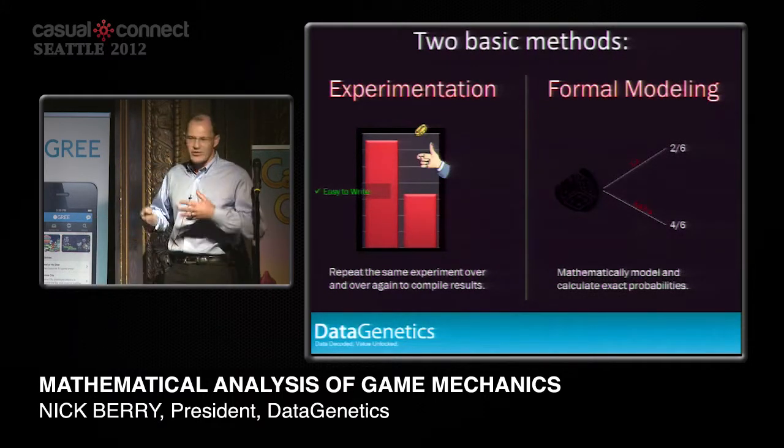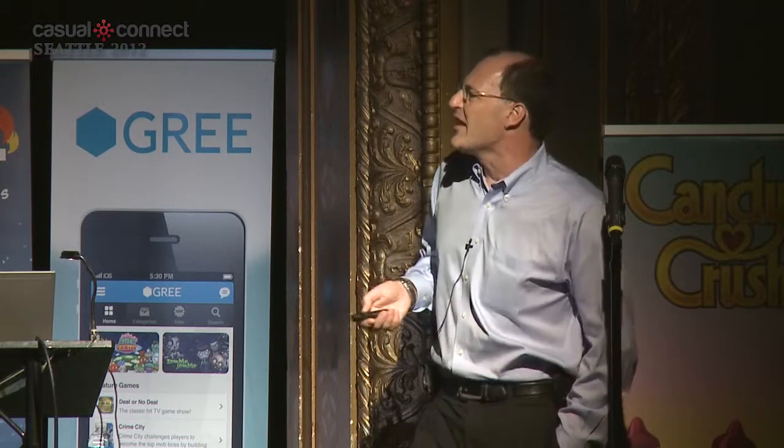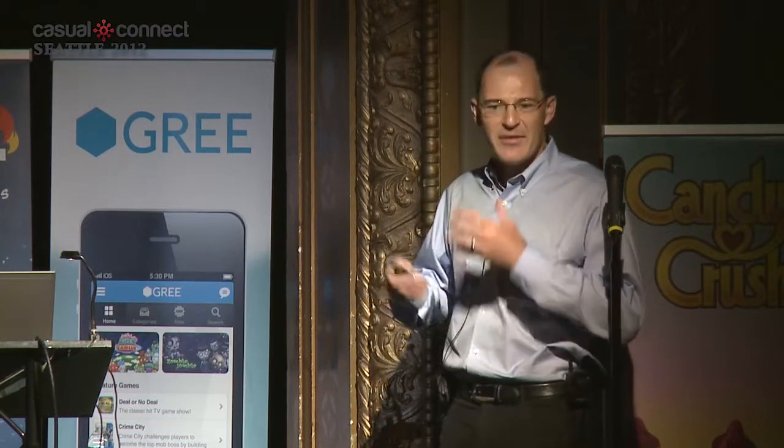Experimentation is really easy to write. You don't need to understand the mechanics of it, you just roll it. With a mathematical model, you don't need to understand the complex mechanics either. What's bad about experimentation is you need many runs to get sufficient accuracy. If the game is quite complicated, you may have to do millions and millions of runs.